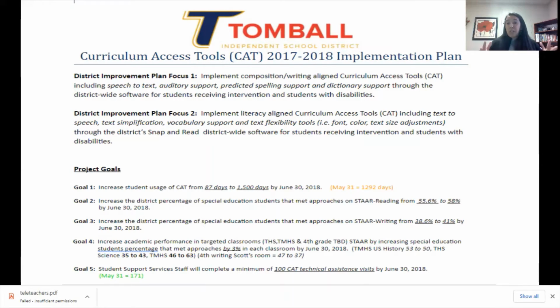Because we were pushing out this new thing district-wide, we wanted to make sure that it was successful and that it actually got into the hands of the students who needed to use it. So we set goals for us as a department and actually for us as a district to look at.